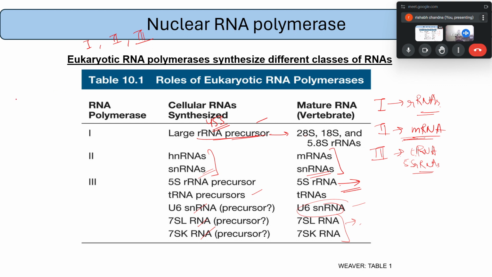In plants, we have two more RNA polymerases that were identified, RNA polymerase 4 and RNA polymerase 5. So RNA polymerase 4 basically helps in siRNA production in plants. Okay, and 5 helps in regulation of siRNA. So these were the two more RNA polymerases added in the list, but these are only present in plants as of now. They have not been identified in animals.